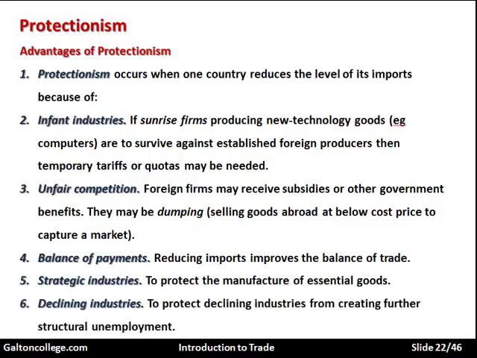It's also the case that there could be declining industries, and in order to help a declining industry and to avoid creating further structural unemployment due to traditional industries closing down, the government may prohibit imports in those items, so that the declining industries have a new lease of life. They're able to continue in production. It may not be the most efficient way of doing things, but these are some of the reasons why protectionism is sometimes advocated.